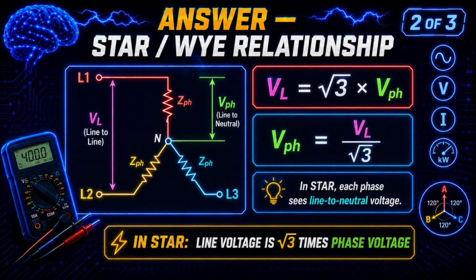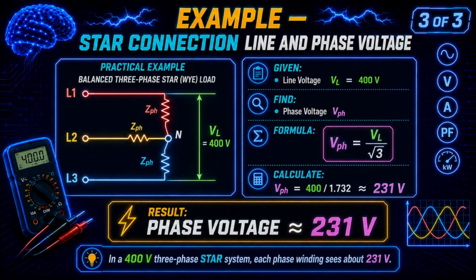And if we want to find phase voltage, we rearrange it as V phase equals VL divided by square root 3. So the key point to remember is, in star connection, line voltage is higher than phase voltage. Now let's use a practical example. Here we have a balanced three-phase star system with a line voltage of 400 volts. We want to find the phase voltage.